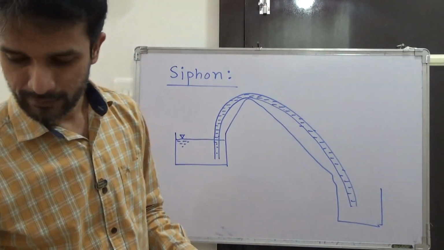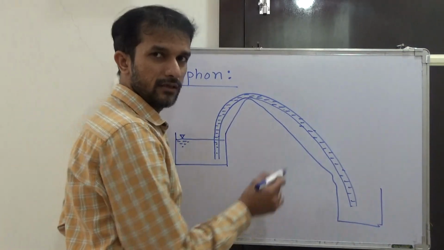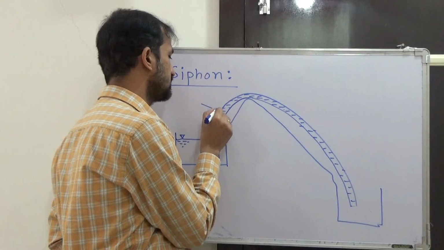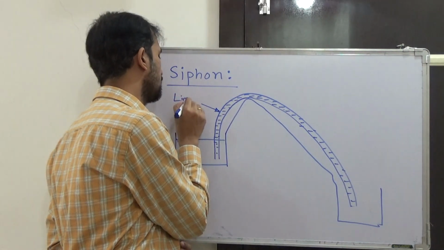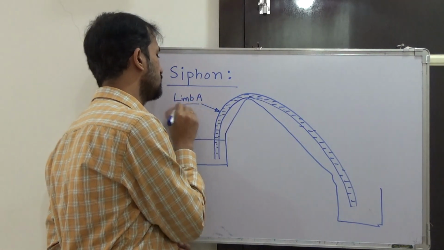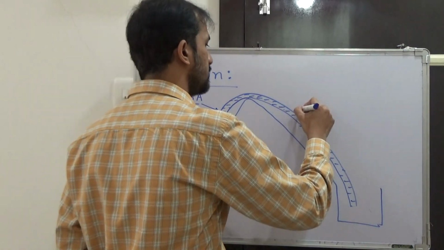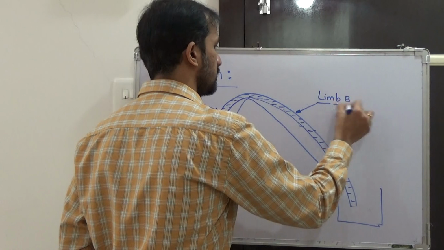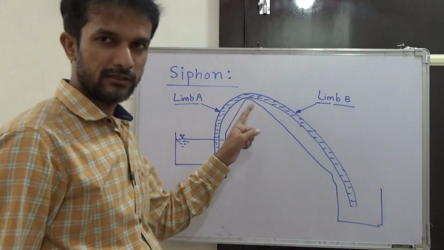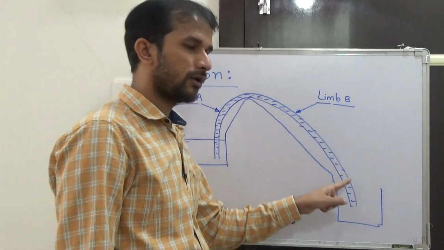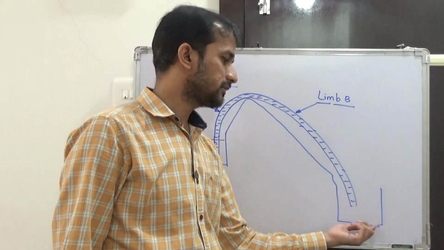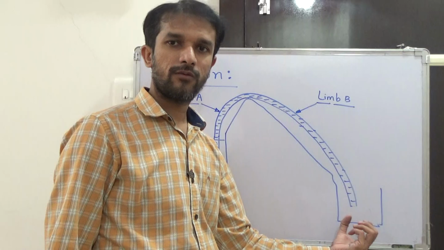How does it happen? If you observe, when I open this, I'll call this other side, for simplicity, limb B, and the part of the tube in the upper reservoir is limb A. So what will happen initially in limb B, whatever the water is, it will fall because of gravity, because it is acted on by gravity and this is open to atmosphere.